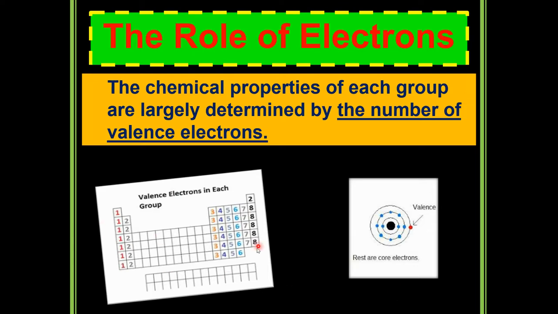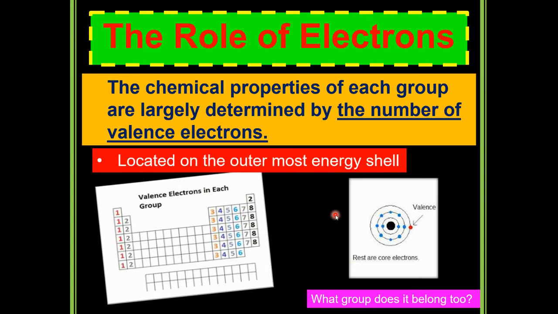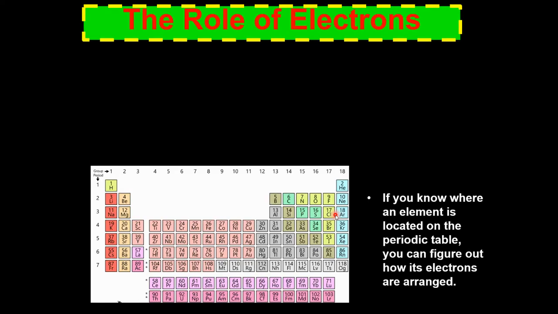Now, there is one exception. Helium does not have 8 valence electrons. It only has 2 because it only is going to have 2 electrons. All right, so what group does this element right here belong to? It has 1 valence electron. Well, it's going to belong to group 1. If it has 1 valence electron, it's going to belong to group 1. And then we talk about valence electrons being located on the outermost energy shell.